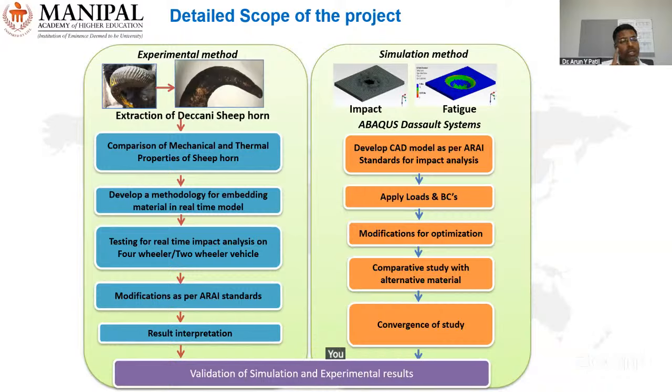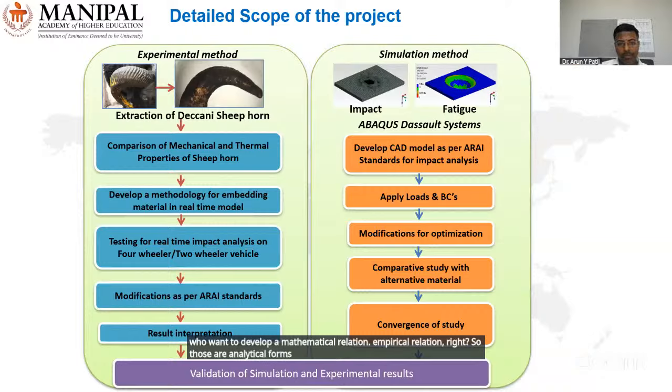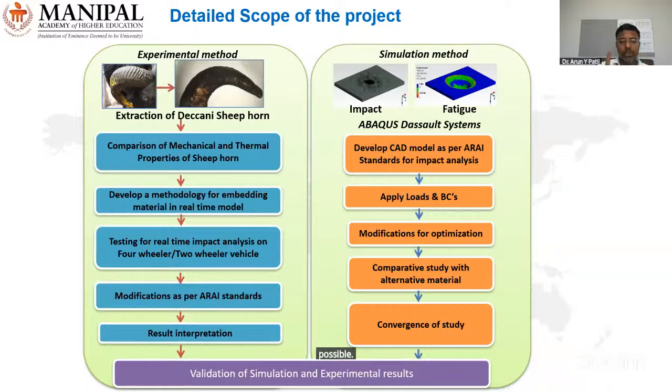You can't just talk about analytical. When I say analytical, those with a mathematical background who want to develop a mathematical relation, empirical relation, right? So those are analytical forms of developing. Even that is pretty important, I say, but you can't just go with this as the only possible methodology. It should be justified or well defended by the other two methods. I do not say that you have to go with all three.